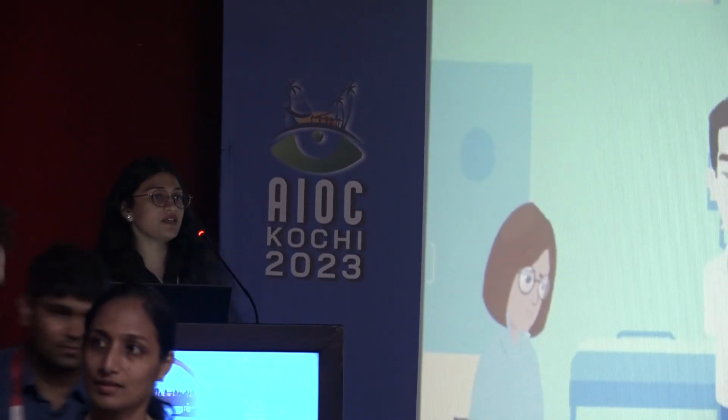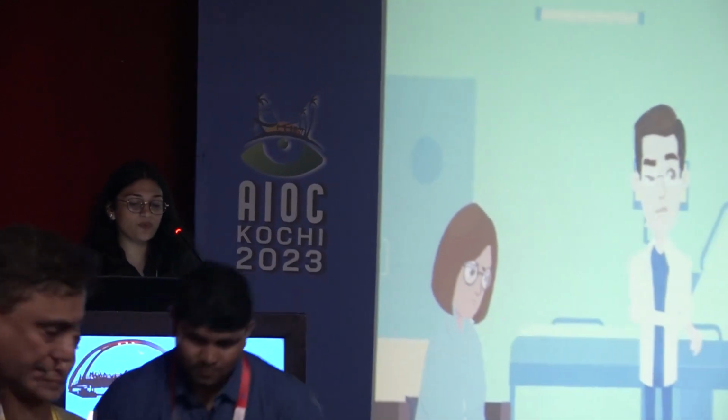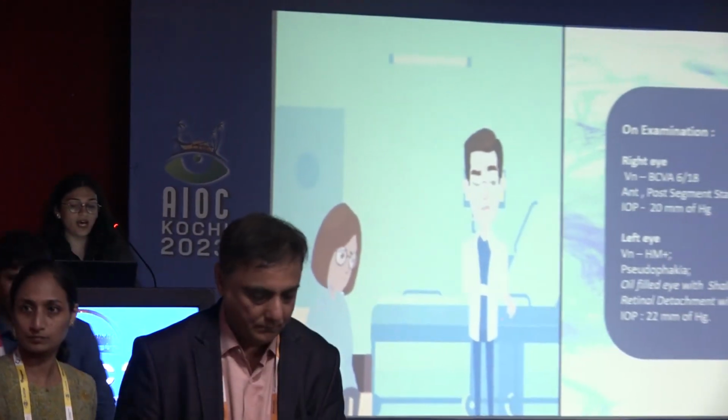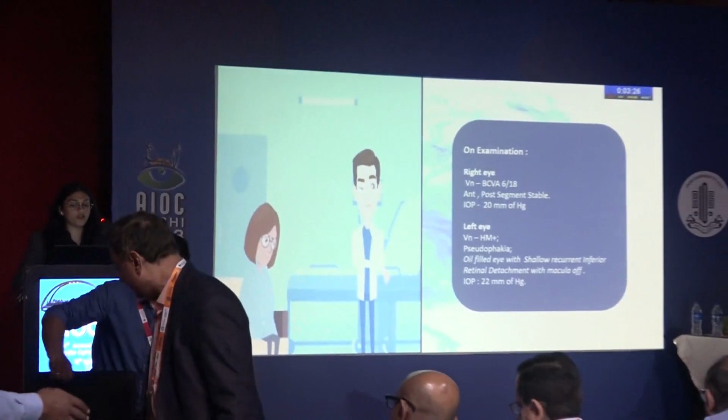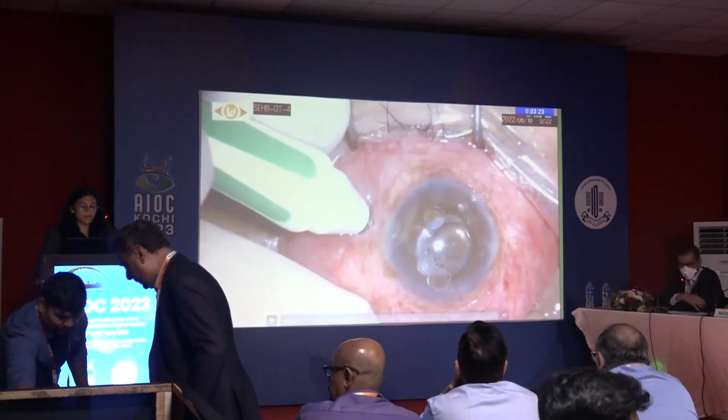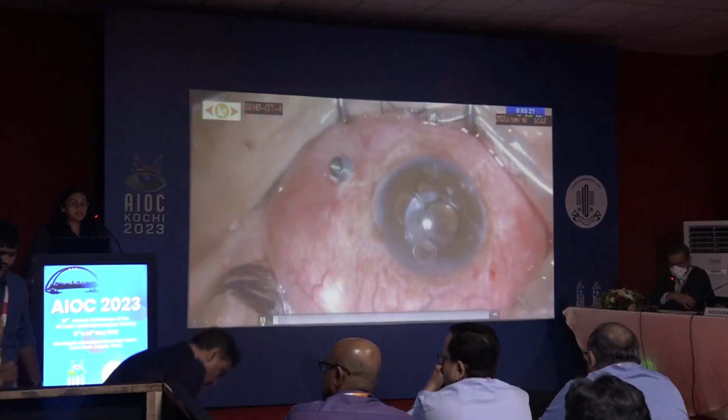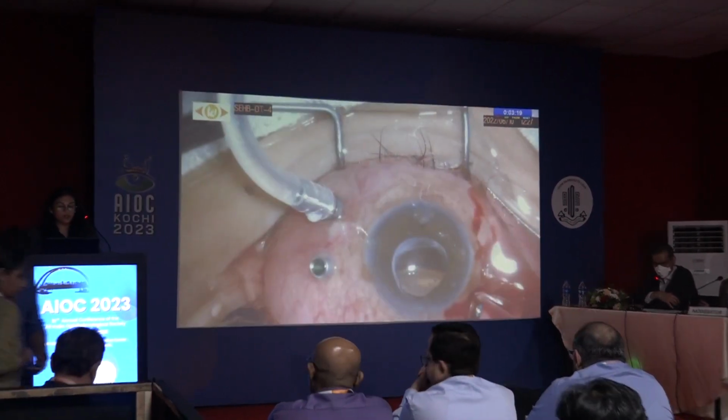On examination, the right eye was stable, the left eye vision was hand movements, she was pseudophakic, and she had a recurrent inferior retinal detachment in an oil-filled eye. So we took her up for surgery again. Standard 23 gauge ports were made, SOR was done.